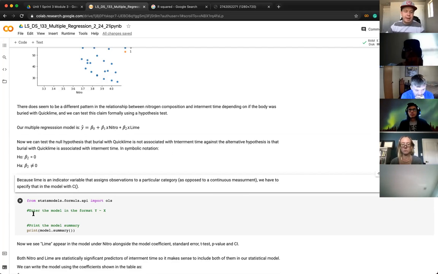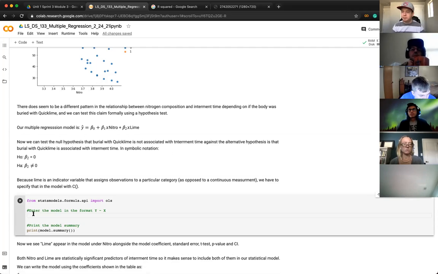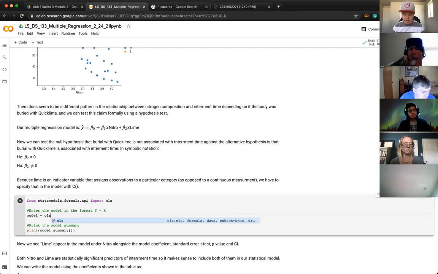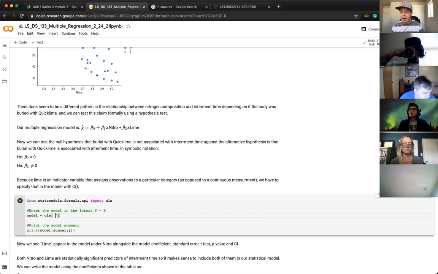Okay. Then we will write out our model. And this is going to be a little bit different than what we did yesterday, or well, both Monday and Tuesday. So we have time, that's our y variable. Remember, we always say that first here. Tilde, and then nitro. That's what we did before, but then we're going to use a plus sign here to separate the different x variables, right? So I could put lime in here.